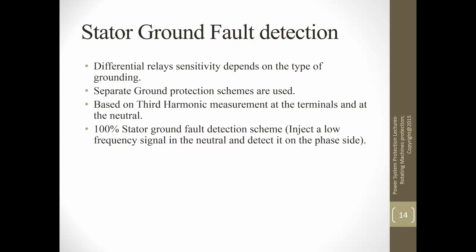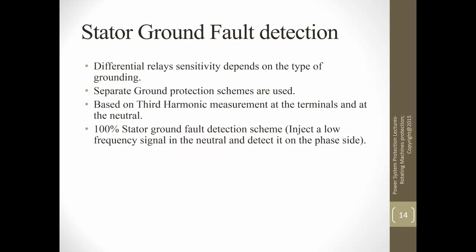Stator ground fault detection is used. Differential relay sensitivity depends on the type of grounding. As I mentioned earlier, a separate ground protection scheme is used for that. If it is a high impedance grounding, we don't have much differential current, so we cannot detect it. Based on the third harmonic measurements at the terminal and neutral, this is another method that is used.